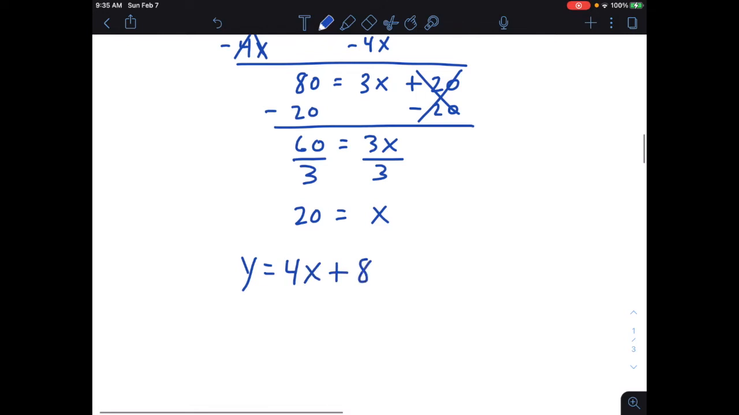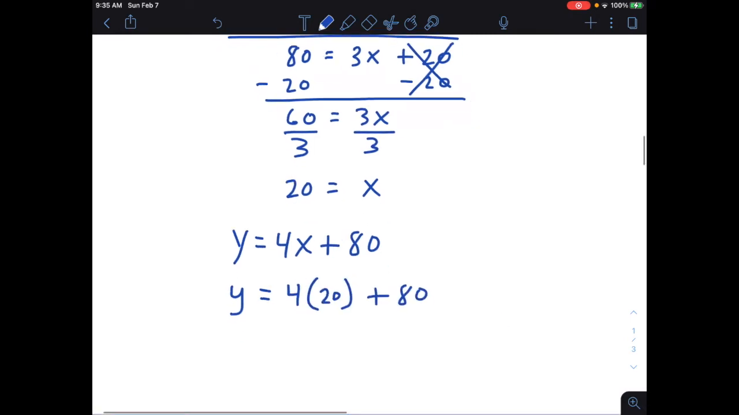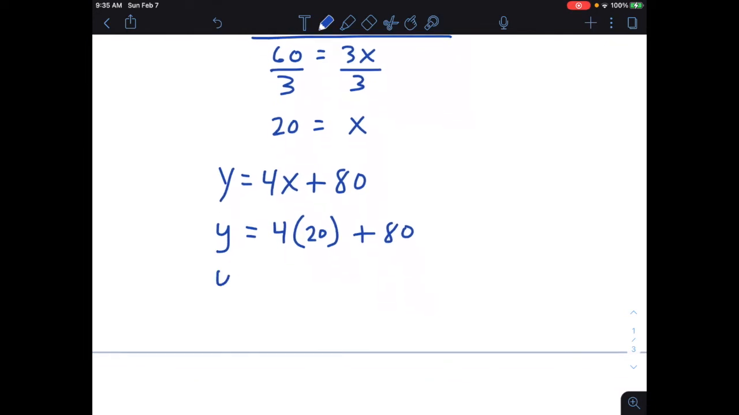And I'm going to replace the x with the 20. So we have y equals 4 times 20 plus 80. 4 times 20 is 80, so we have 80 plus 80. So y is equal to 160.